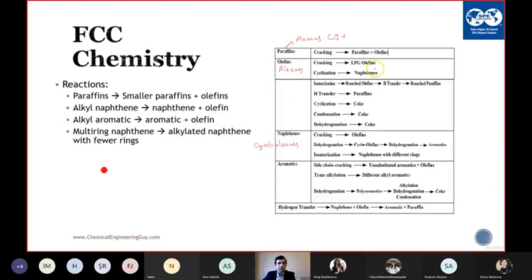One of the things that I want to add is that you might see PONA analysis for, let's say, the different products in the refinery. PONA stands for paraffin, olefin, naphthene, and aromatics. With this PONA analysis, you get the result for each type of hydrocarbon in your sample.